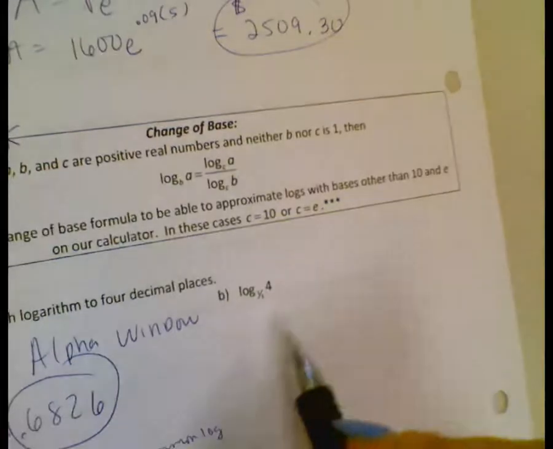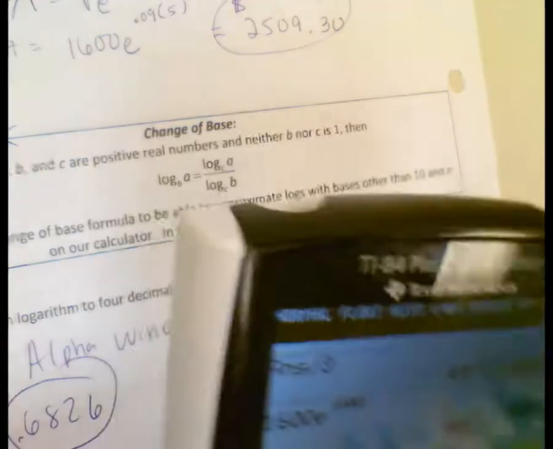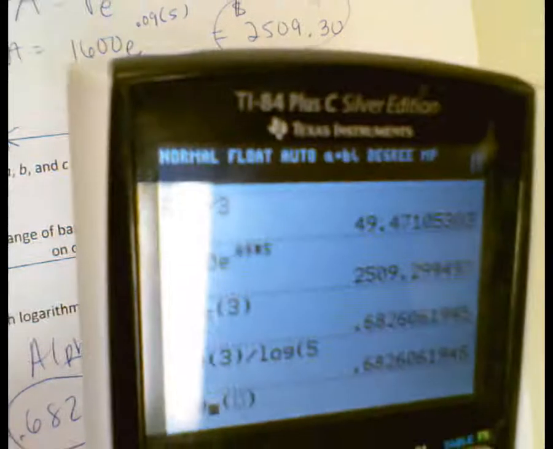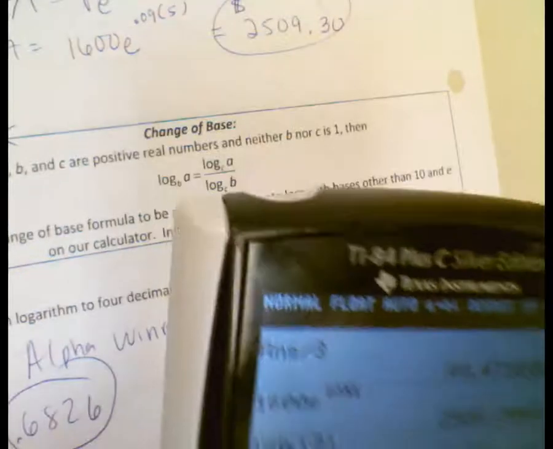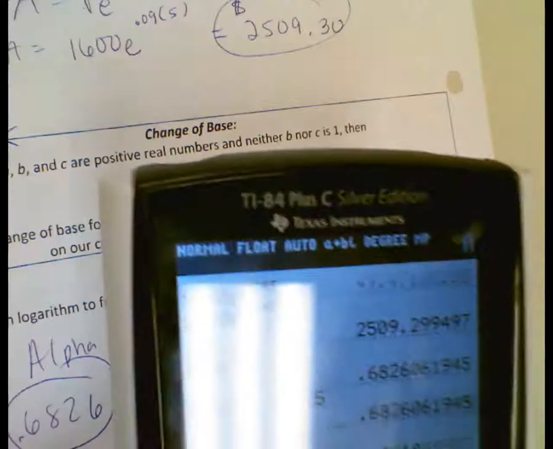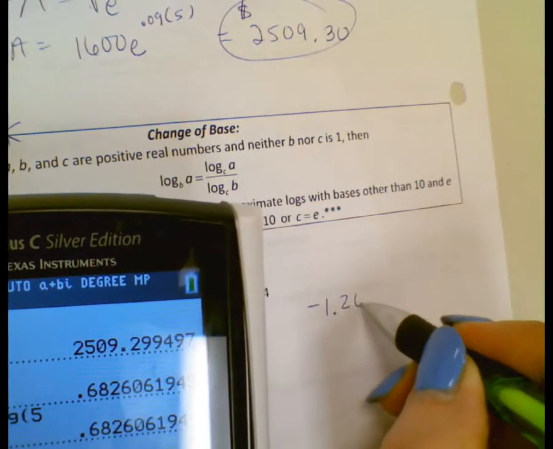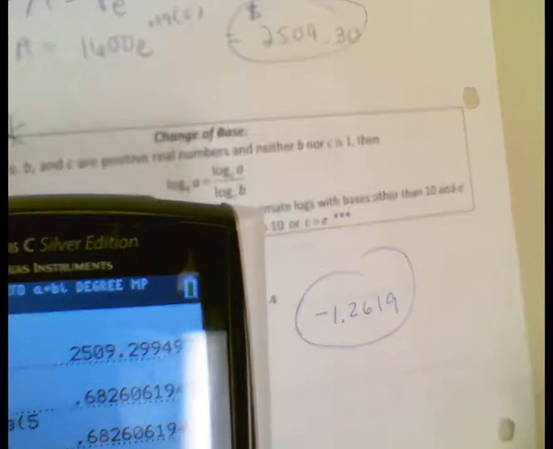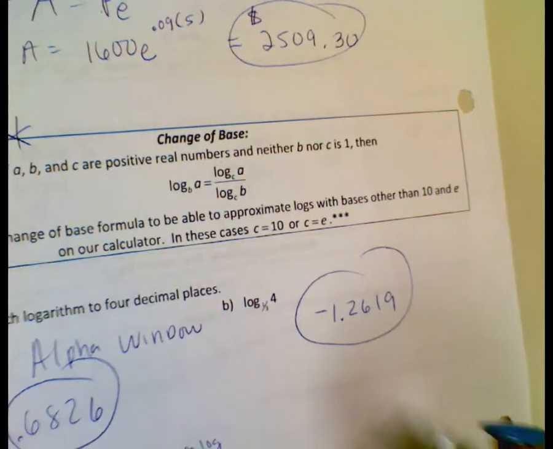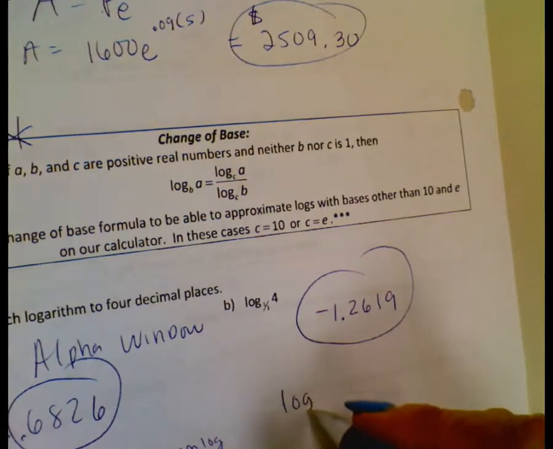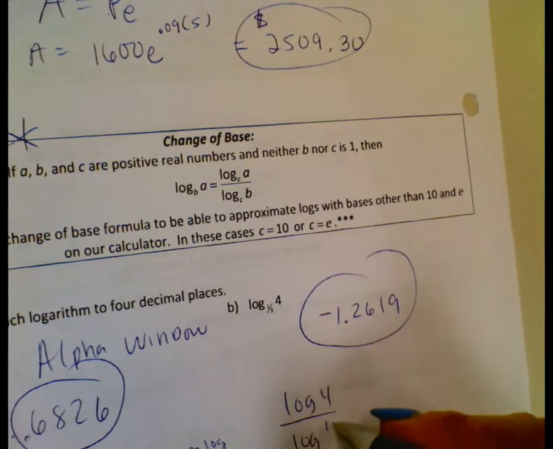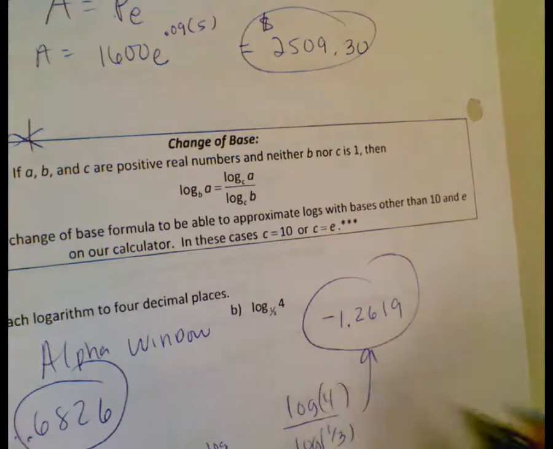Okay? And again, if you have the calculator, do alpha window, 5. It says 1/3, and it says 4. Answer, negative 0.12619. And for those people that don't have a new calculator, you do log 4 divided by log 1/3. And you'll get the same answer.